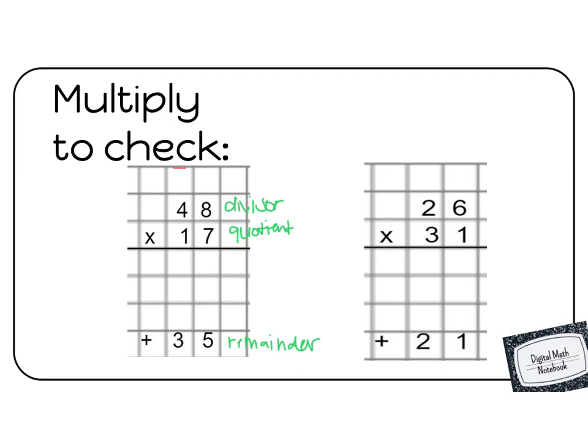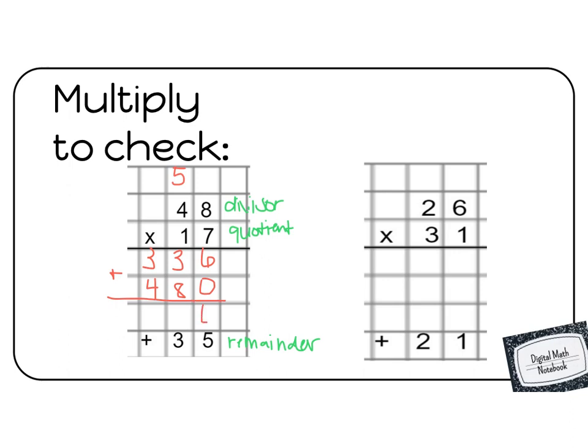8 times 7 is 56. Then we go diagonal. 7 times 4 is 28, plus 5 is 33. Then we start with a magic 0. And we multiply everything by our 1. 1 times 8 is 8. 1 times 4 is 4. We add these two rows together.